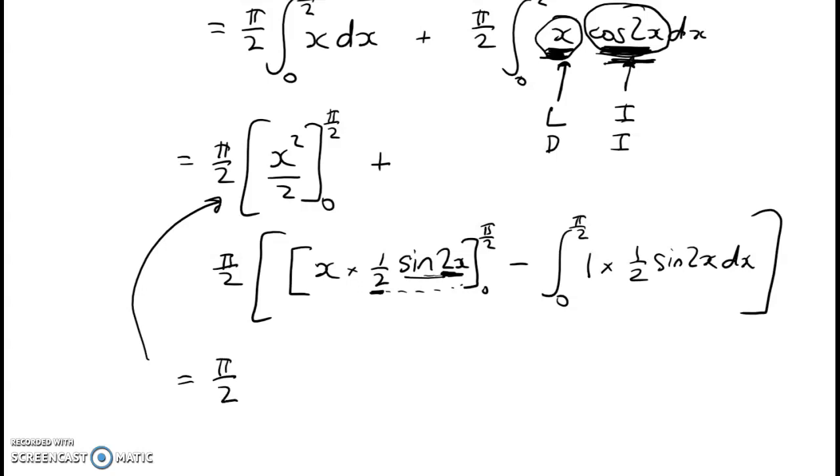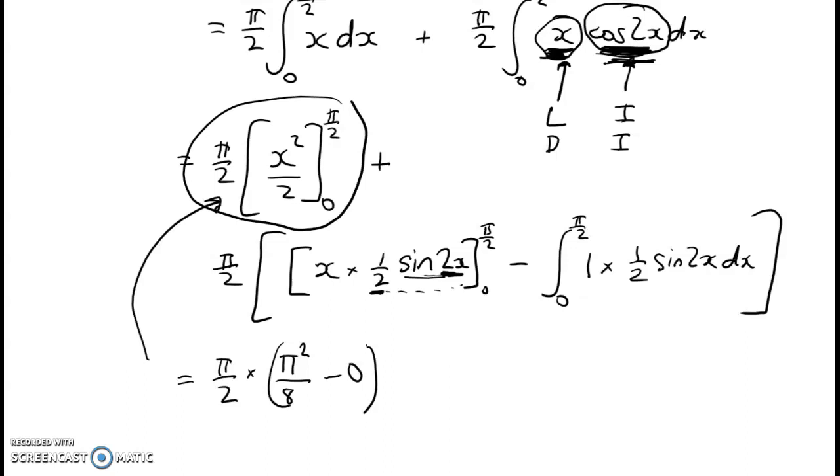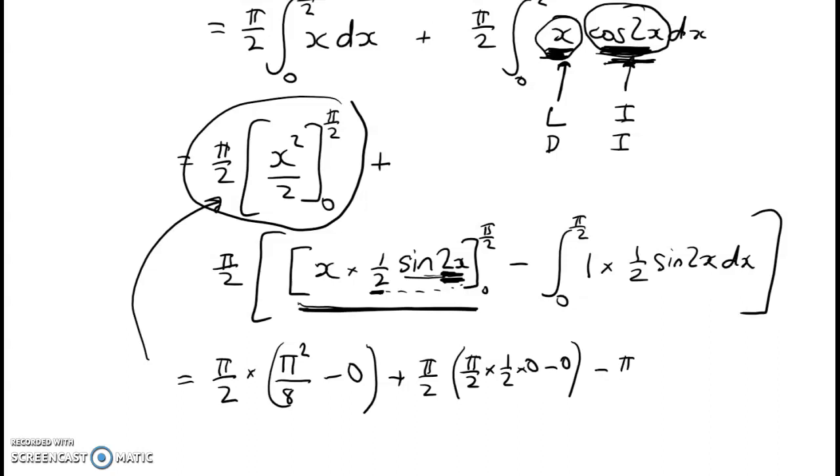We've got pi on 2 times pi squared on 8. So I'm doing this bit here now. So pi squared on 8 minus 0 plus pi on 2. Now I'm going to evaluate this one. Now sine of pi is 0. So it's easy, this one. It's going to be pi on 2 times 1/2 times 0 minus 0. Now I'm going to have minus pi on 2 times this integral.